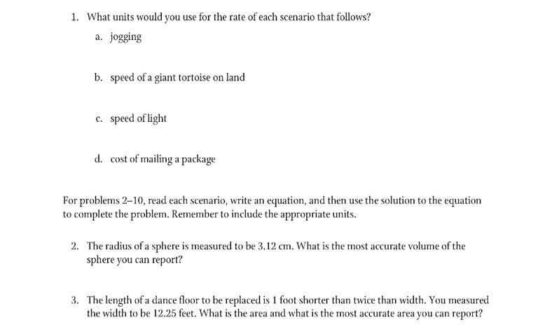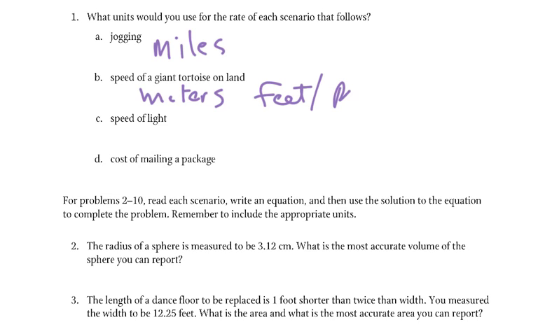If you're jogging, we'd probably want to use miles per hour. Generally, people that are jogging aren't jogging for less than that. Speed of a giant tortoise on land: we definitely wouldn't be using miles per hour. Maybe meters per hour or feet per hour would probably be good.